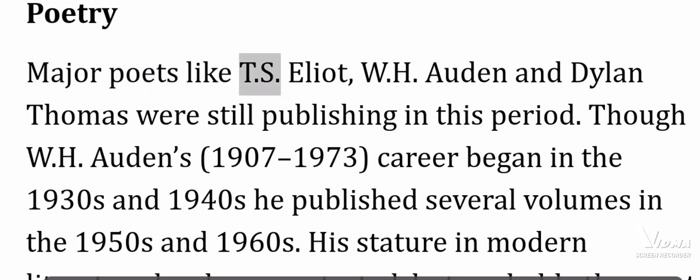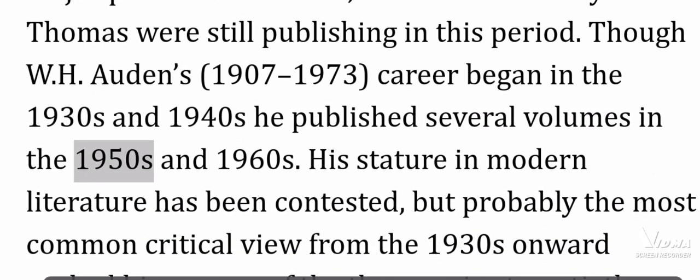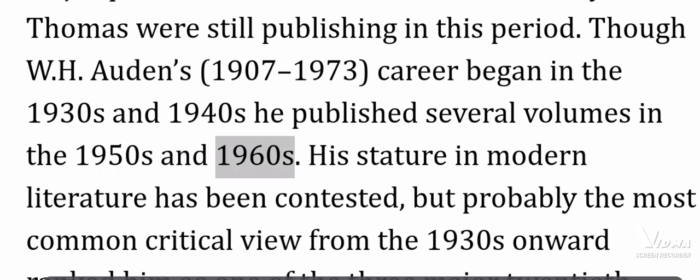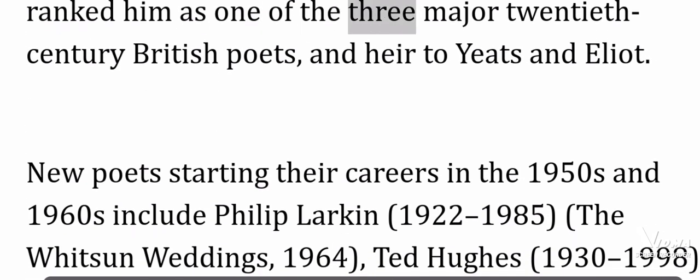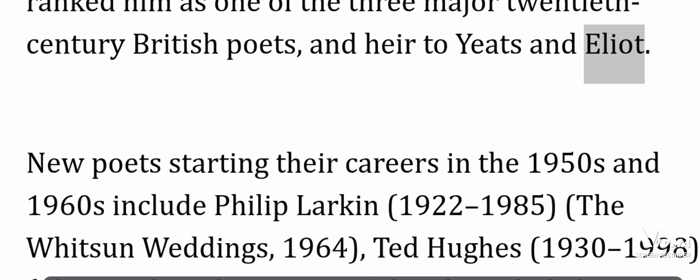Major poets like T.S. Eliot, W.H. Auden, and Dylan Thomas were still publishing in this period. Though W.H. Auden's 1907 to 1973 career began in the 1930s and 1940s, he published several volumes in the 1950s and 1960s. His stature in modern literature has been contested, but probably the most common critical view from the 1930s onward ranked him as one of the three major 20th century British poets, alongside Yeats and Eliot.